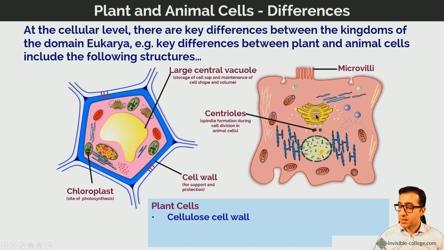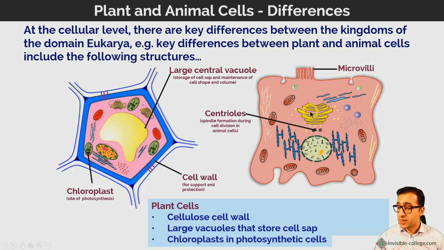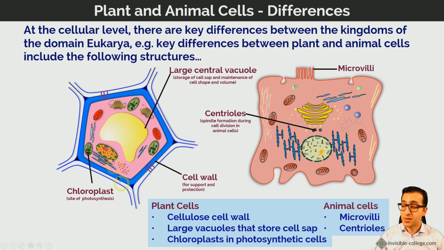So here we can see that there are specific differences between plant cells and animal cells. Chloroplasts and a large vacuole are not structures that you find in animal cells, and conversely, structures such as microvilli and centrioles that you find in animal cells are not found in plant cells, even though both of these are eukaryotes.